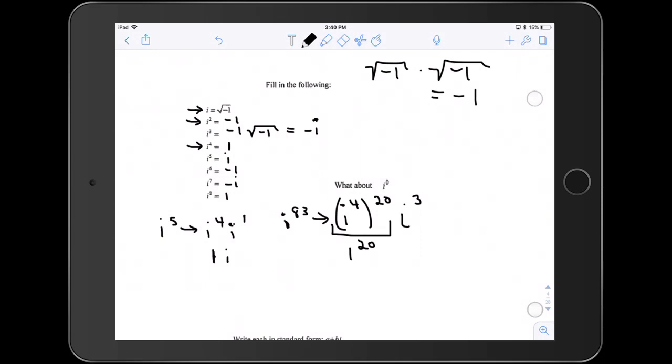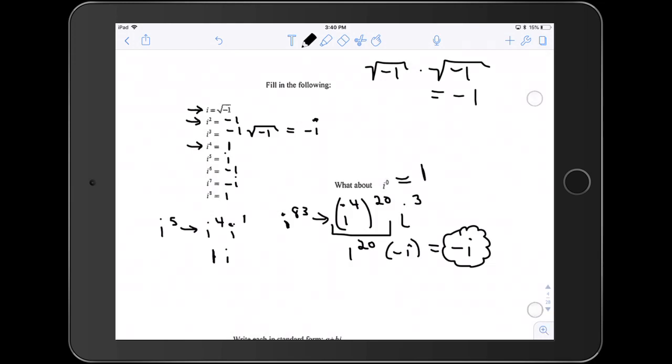We know i cubed is negative i, and if you forget, you can just calculate it out. And so if you look at this, i to the 20th is 1, so this whole thing ends up giving me just negative i. Kind of cool. So you can do that with any of the i to whatever powers. Now i to the 0 is equal to 1, folks. Anything to the 0 is 1.